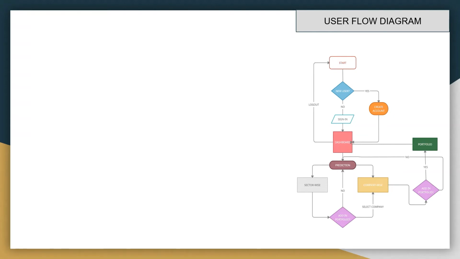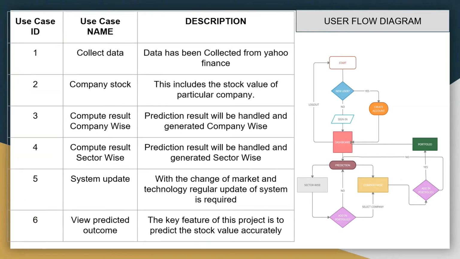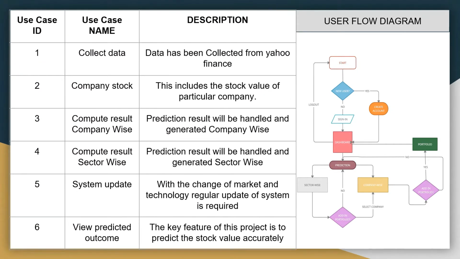Now comes the major prediction part. The user can predict in two ways. The first one is sector wise, like IT or pharma, and the second one is company wise. After the prediction, the user can also add these stocks to his portfolio, and the quantity can also be managed in the same way. On the left hand side, the use case table is depicting the same thing.